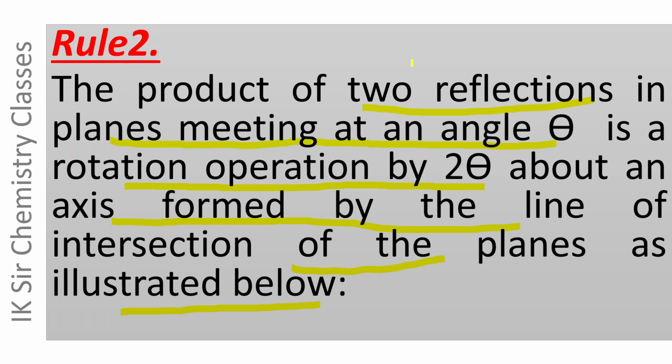Let us see it again. The product of two reflection operations in planes meeting at an angle theta is nothing but a proper rotation symmetry operation by 2 theta about an axis formed by the line of intersection of these two planes. Let us illustrate it with an example.